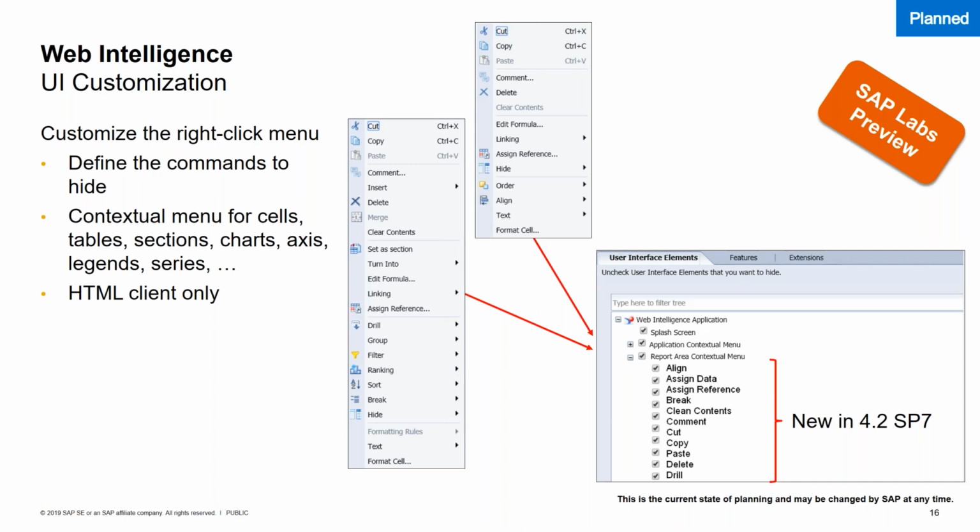So meaning that if you want to propose a right click with only cut and copy and paste, that's possible. You can hide all the other elements of the right click and just propose only cut, copy, paste to your end users. And to achieve this, you have to go in the same place as for all the UI customization components. You have to go in the CMC, do a right click on a user or group of users, and choose UI customizations, and you will get the dialog box being displayed currently on the screen.